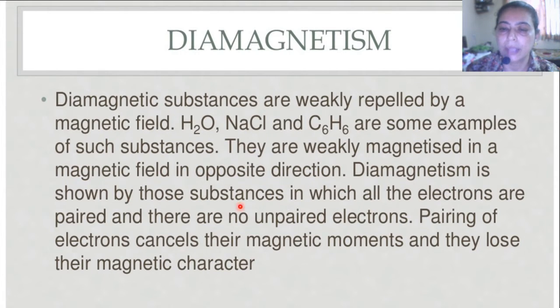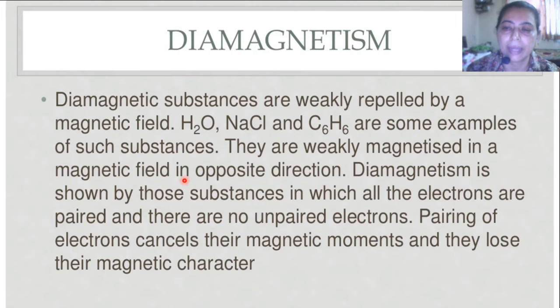Diamagnetism is shown by those substances in which all the electrons are paired and there are no unpaired electrons. Pairing of electrons cancels their magnetic moment and they lose their magnetic character. And these last 3 lines are very important. What we have to remember here is all the electrons are paired, there is no unpaired electron, so they will cancel their magnetic moment and their total magnetic moment will be 0.